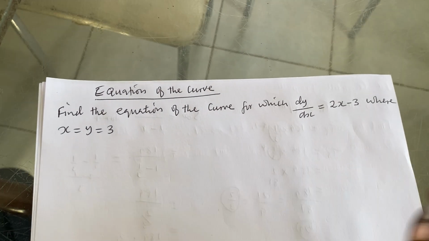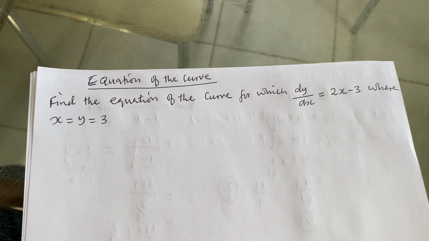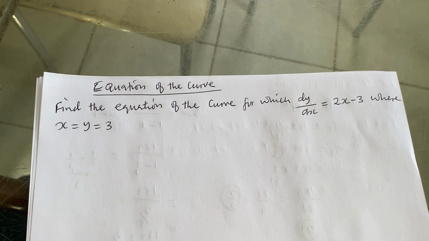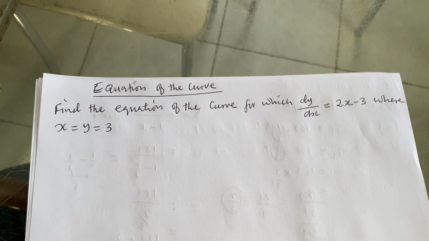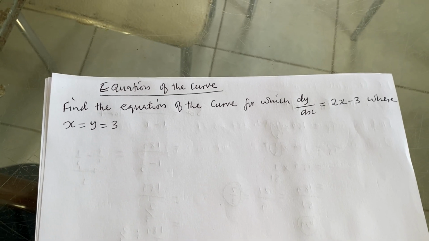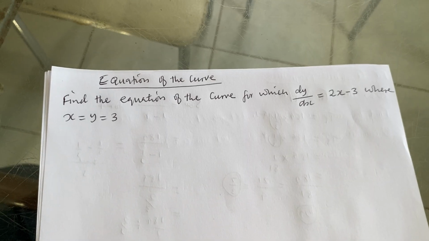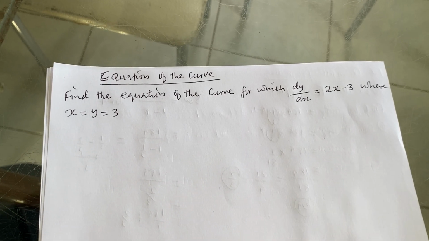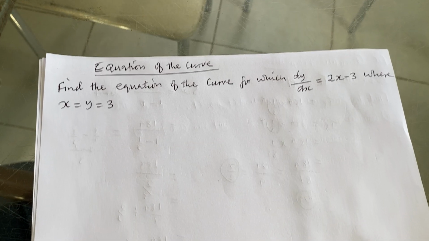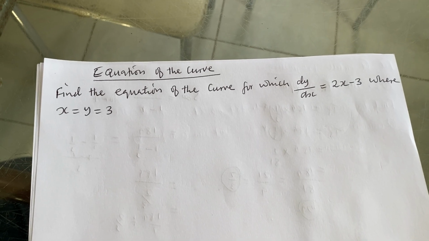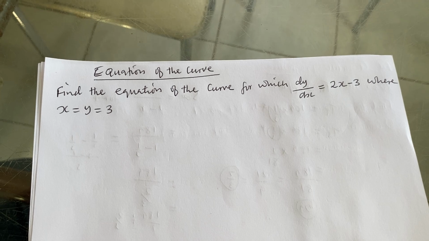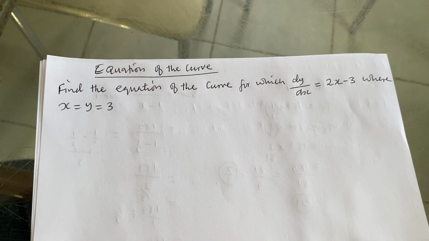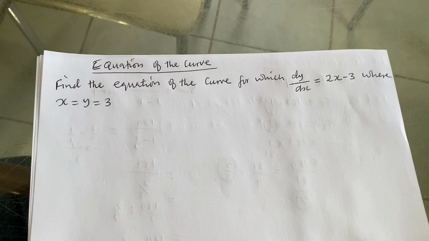Since we are already familiar with the equation of the curve, how a curve looks, how a tangent looks, and how a normal looks, now how do we find the equation of the curve if you have been given the dy dx of that curve? In this case, find the equation of the curve for which dy dx is equal to 2x minus 3, where x is equal to 3, y is equal to 3.